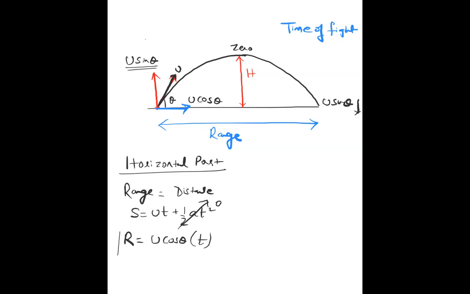Now, I wanted a formula only in terms of u and theta. I don't want this time. So I have to calculate the value of the time using this formula, V equals U plus AT. And you know very well that in this case, final velocity and initial velocity, both are same, right? So I think this formula will not help us. What formula we can use is this one. Which one? So we can use the time formula, right? Okay.